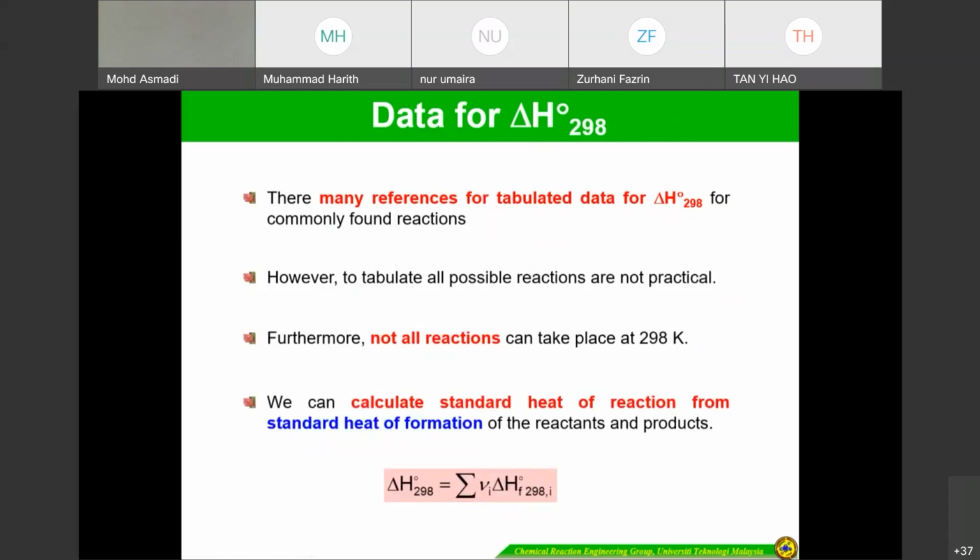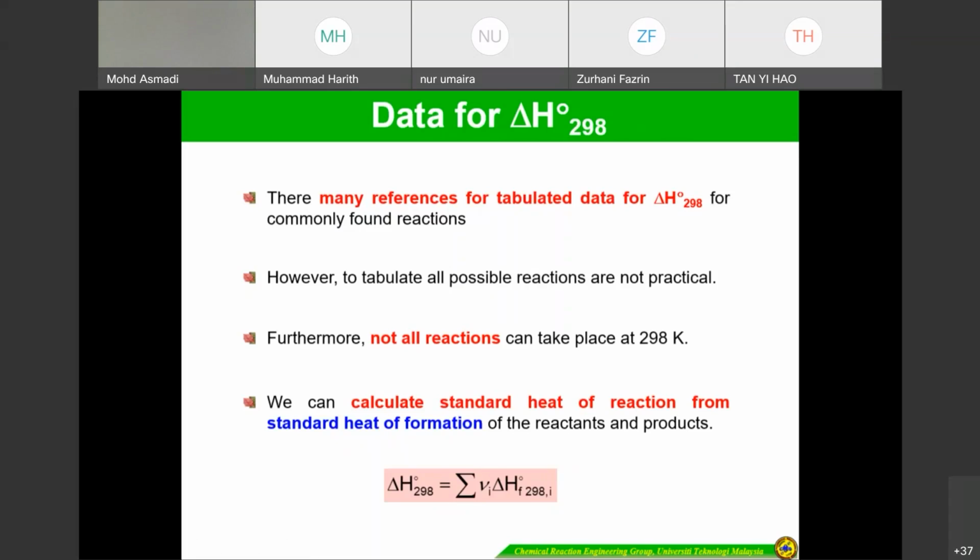Since there are many references tabulating delta H at 298 K for commonly formed reactions, but sometimes this is not practical, as the data is very limited. Not all reactions can take place at 298 Kelvin. So how do we calculate the heat of reaction? This is what I told you previously: you have to use heats of formation, to calculate the heat of reaction.